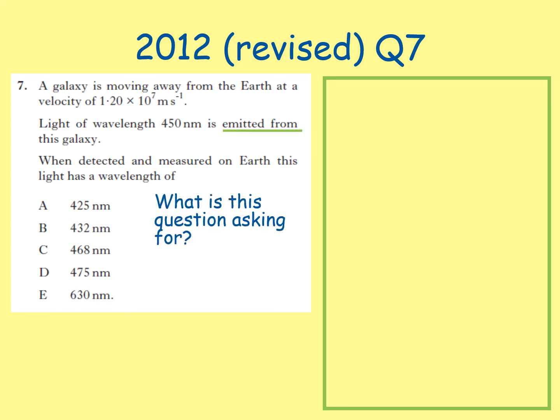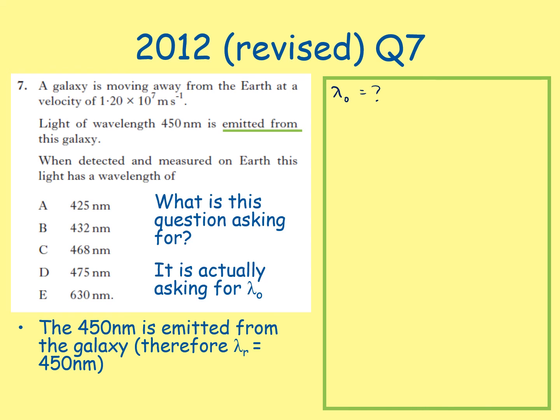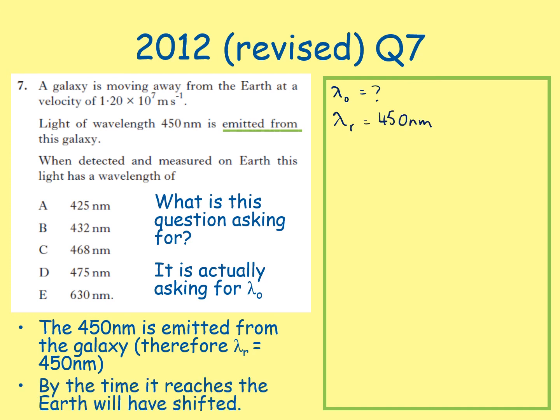So, what is this question actually asking for? It's asking for lambda O, the observed wavelength. So let's write that down. We want to know what our observed wavelength is on Earth from the galaxy. The 450 nanometers is emitted from the galaxy, therefore that's our rest value. That's at the galaxy, it is emitted at 450 nanometers. By the time that this 450 nanometers reaches the Earth, it will have shifted, so that's what we're going to work out. We can use our 2 lambda values to work out z, but we don't have one of our lambda values, we need to work out z first.